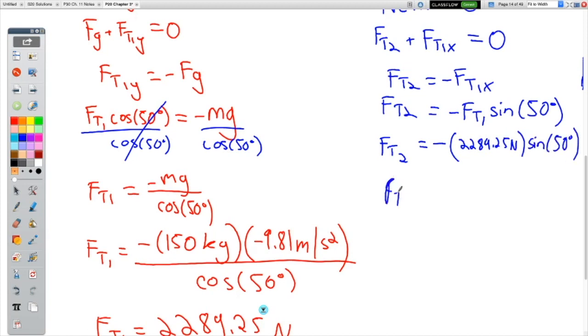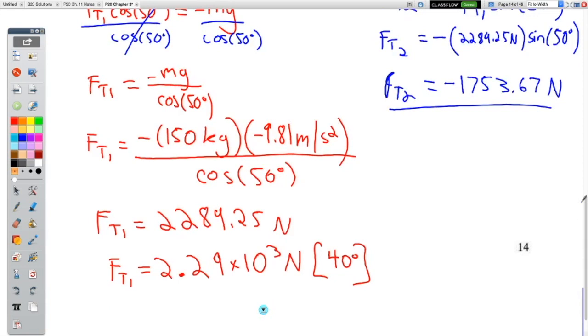And so Ft2 would be, I'm getting, okay, negative 1,753.67 newtons. Good, I did get a negative. I was expecting one, right? It needed to be to the left to cancel out with the rightness of Ft1.